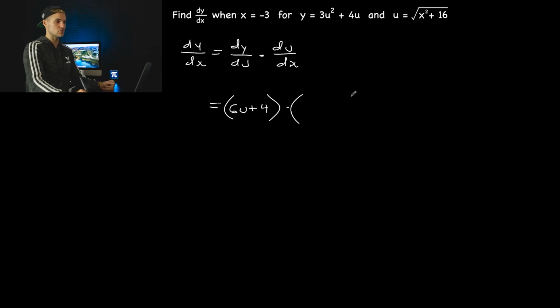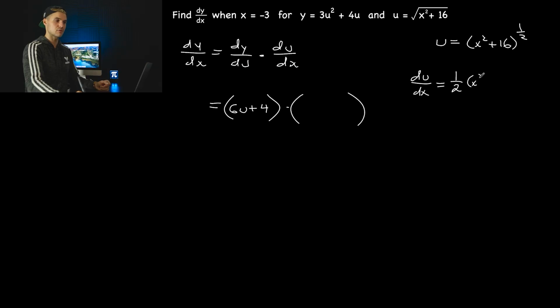And then what's du/dx going to be here? Well, first I'm going to change the u function to be x squared plus 16 to the power of a half, like that. And then from here, let's find the derivative. We could use the chain rule, right? So du/dx would basically be, we could bring the 1/2 down, keep the inner function the same, subtract 1 from the exponent, and then multiply it by the derivative of the inner function, which is 2x, like that.